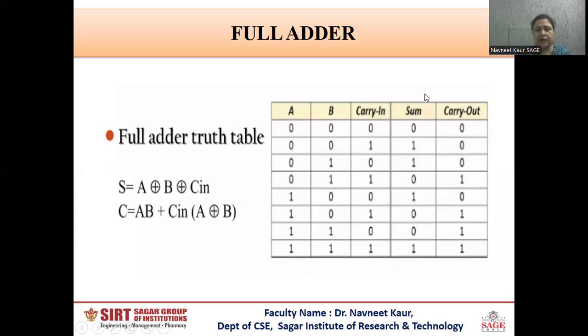Now, if I generate the expressions for the output bits sum and carry, the sum will be given as A XOR B XOR C in, whereas the carry output will be given as A ANDed with B plus C in ANDed with A XOR B. Now, using these expressions for sum and carry, we can generate the logic diagram of the full adder.